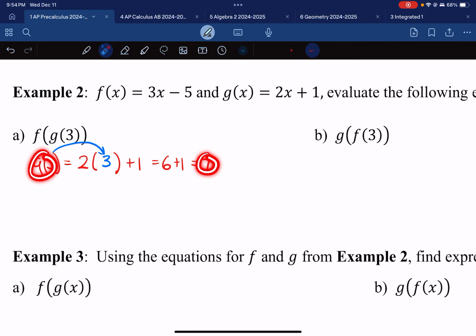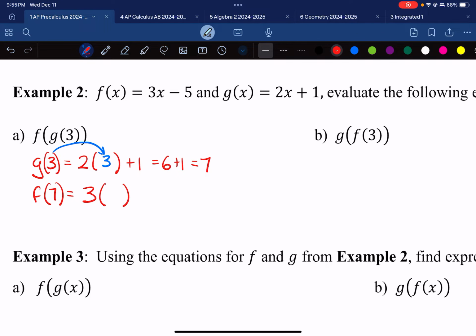So what have I determined here? g of 3 is 7, which means what I really have here is f of 7. So I can say f of 7 now. I'm going to evaluate the outermost layer, and I'm going to rewrite this f statement down here using that empty container method. This is going to be 3 times my empty container of x minus 5. The thing that I'm plugging in is a 7 in this case. Again, this 7 and this 7 are the same 7. And I can just simplify here. So 3 times 7 is 21, and 21 minus 5 is 16. Again, box your final answer.